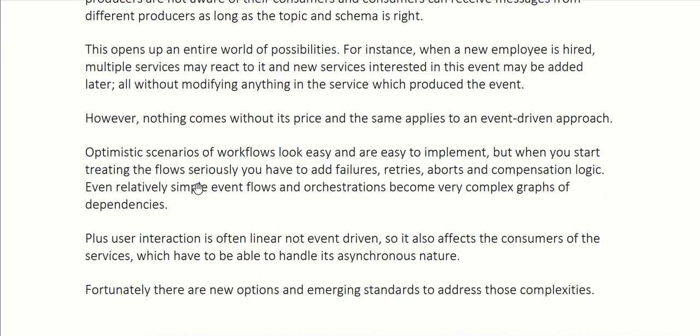So that's why they mention we should be very careful. Optimistic scenarios of workflows look easy and are easy to implement, but when you start treating the flows seriously, first of all you have to add failure detection, and you have to enable retries. If for some reason the service is not able to read your message or the message is lost, we have to perform these retries. Aborts, compensation logic: when something goes wrong we have to compensate for that. Okay, all these things should be taken care of, which adds some additional complexity to event driven architecture.